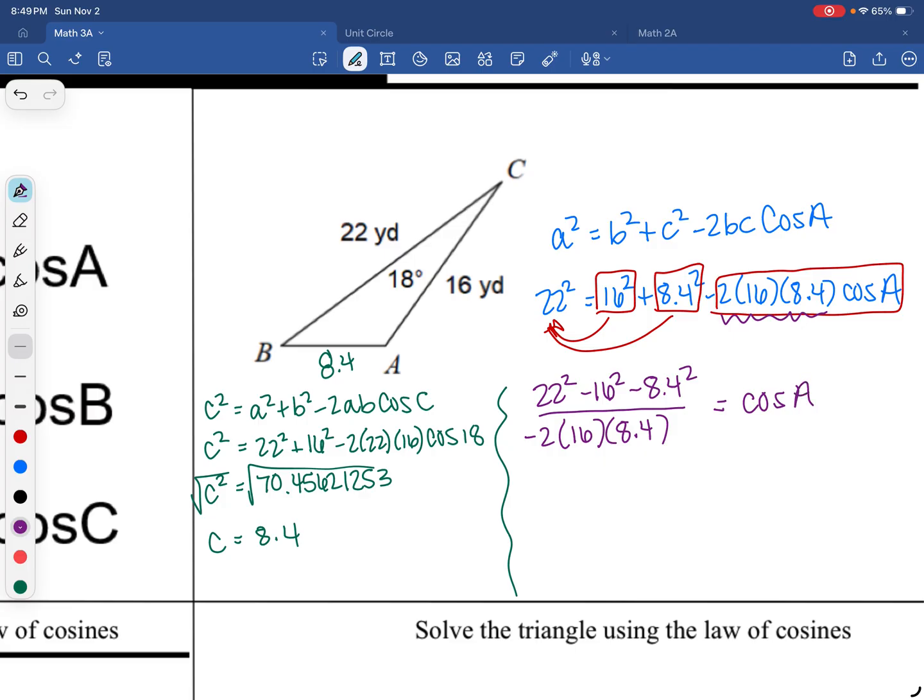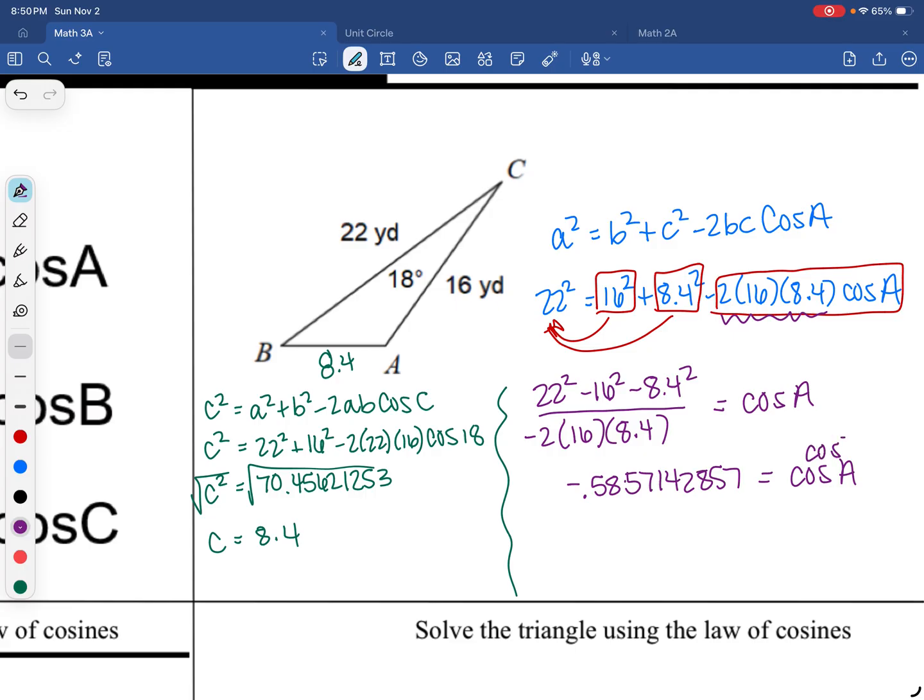All right, so again, in the calculator, make sure you're using your fraction button. So you have 22 squared minus 16 squared minus 8.4 squared all over negative 2 times 16 times 8.4. And that gives us negative 0.5857142857. Okay, but remember, I like to leave this in the calculator so that I don't have to retype it, and then I can just go up with the arrows and hit enter and it'll retype it for me.